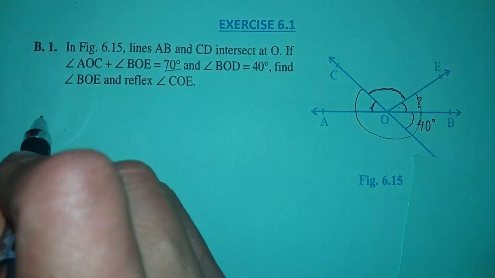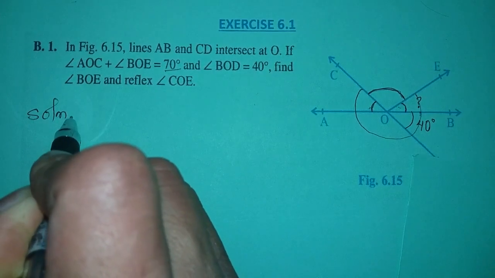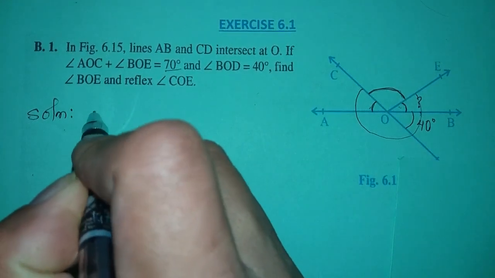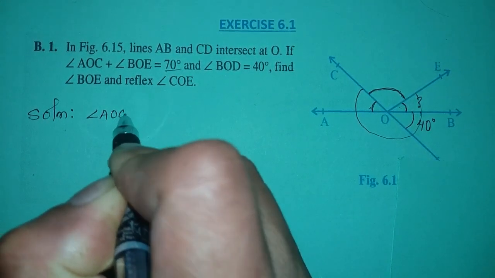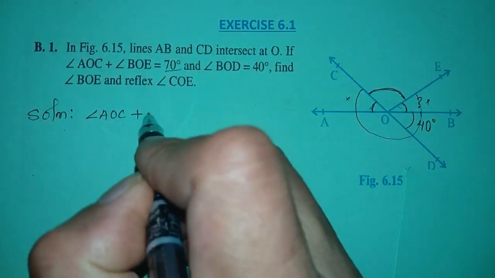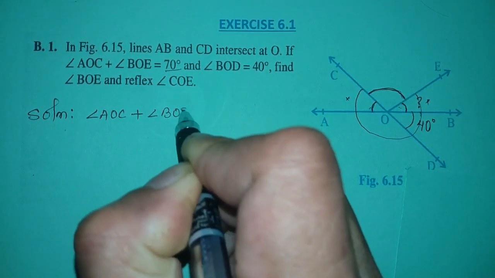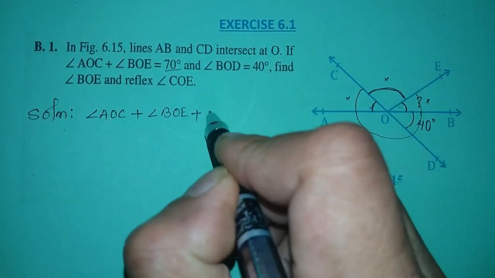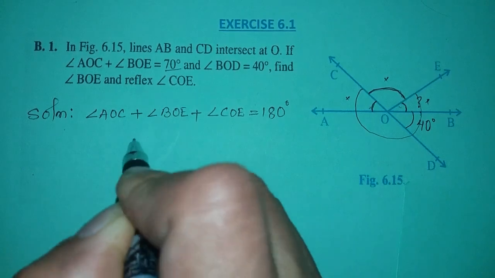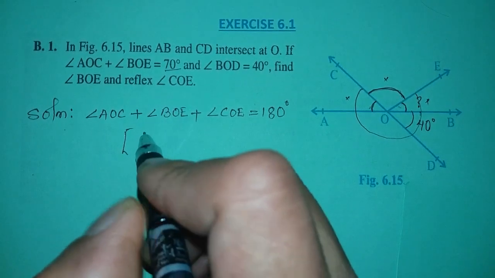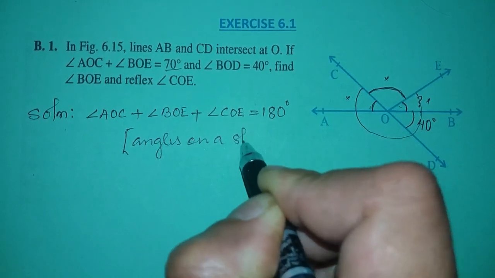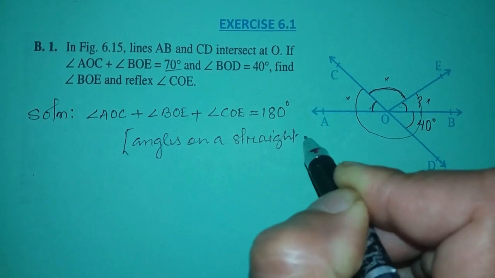So solution, I'm going to write angle AOC, plus, I'm going to write this angle and this angle, BOE, plus this angle COE, is equal to 180 degree. The reason being, angles on a straight line.